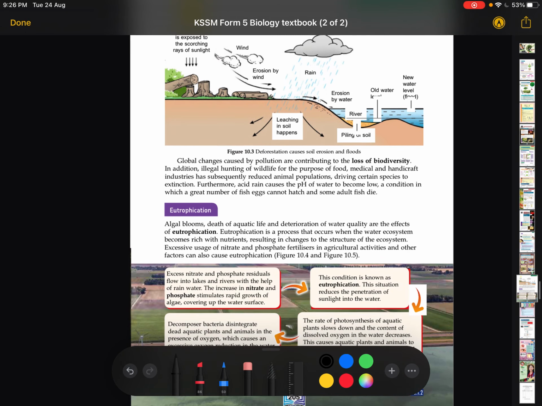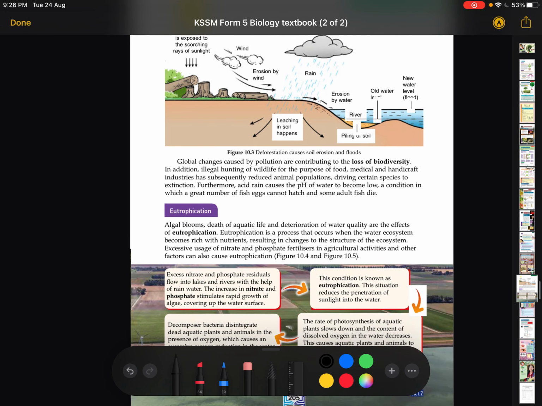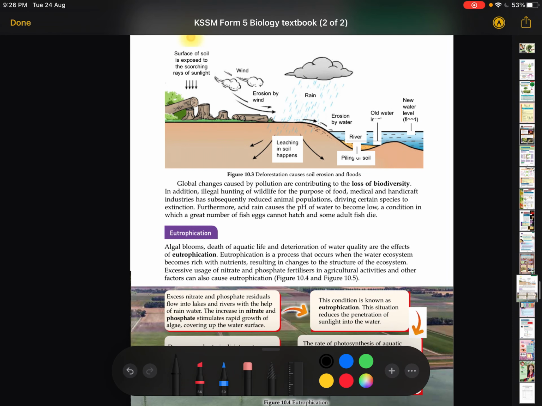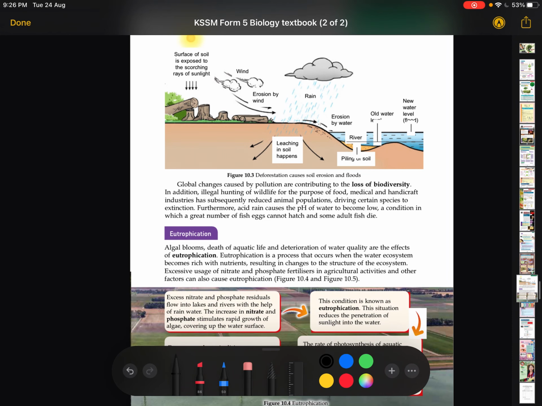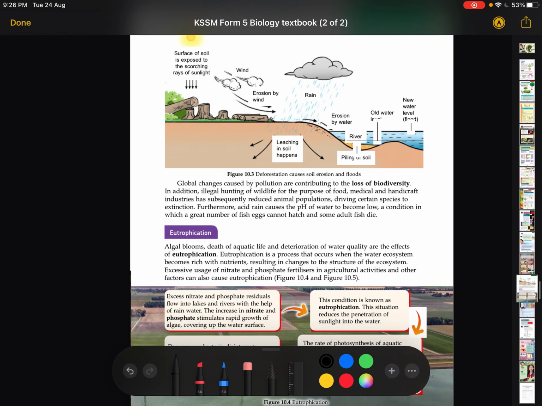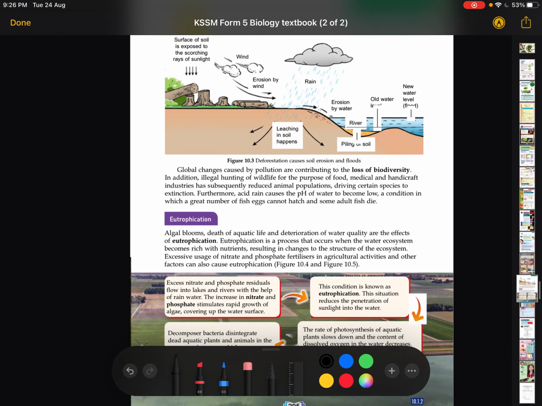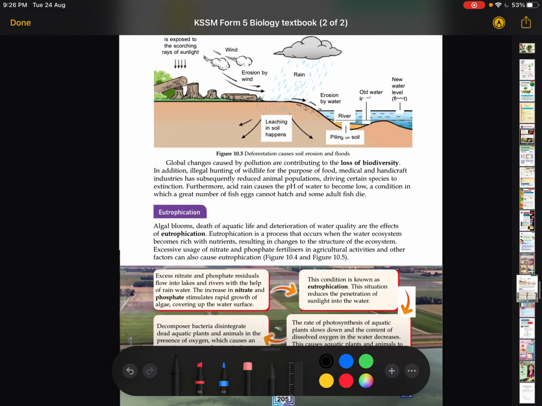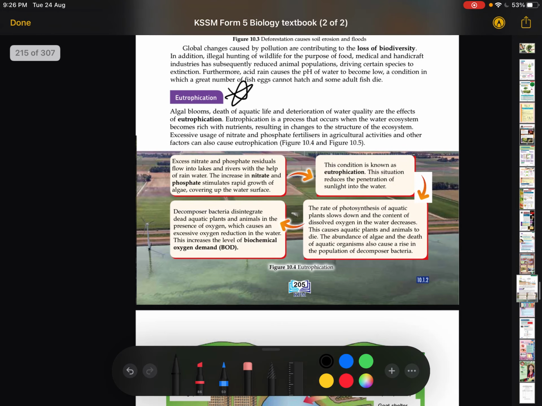So yeah, wait. My book is kind of messed up. Okay, I don't think this thing will come out, but this is going to come out definitely.